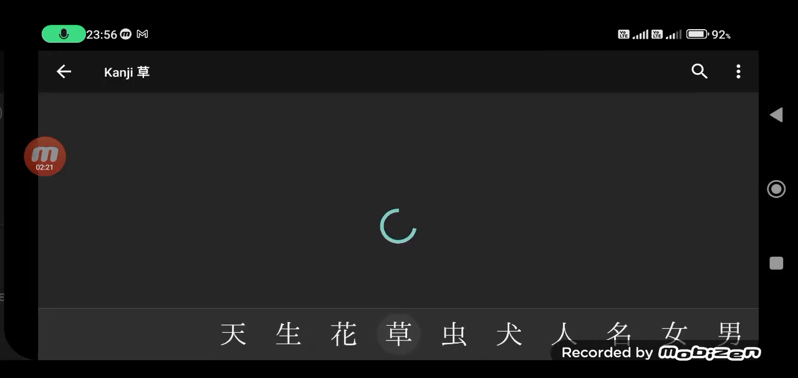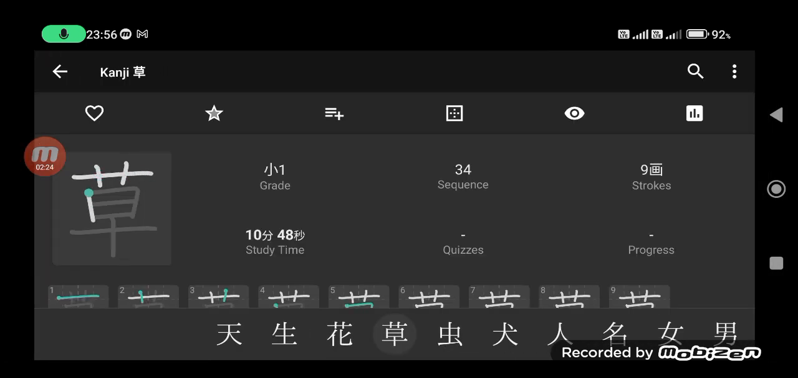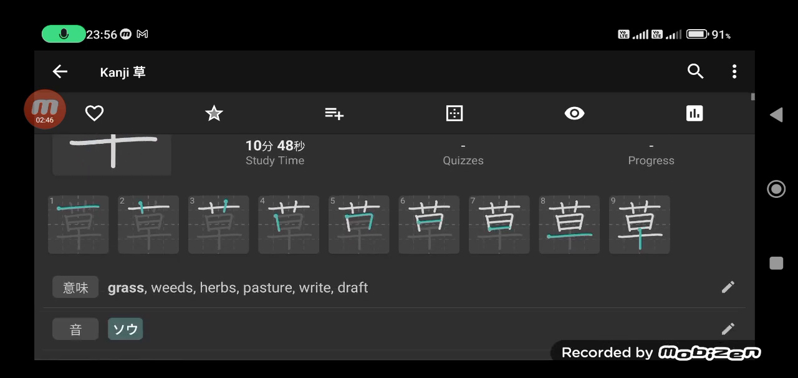Okay, so let's start. The subject kanji is written in this manner. Actually, it's 9 strokes. 1, 2, 3, 4, 5, 6, 7, 8, 9. If you have a kanji writing practice sheet, it is systematically written in this manner. Please follow the correct stroke order. You may screenshot this for details.